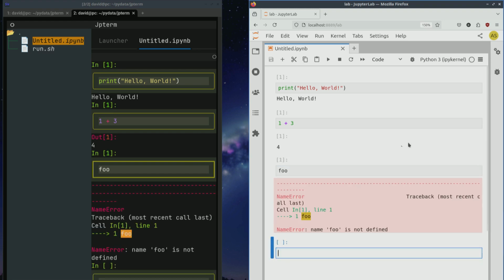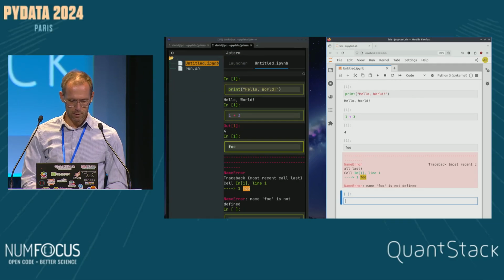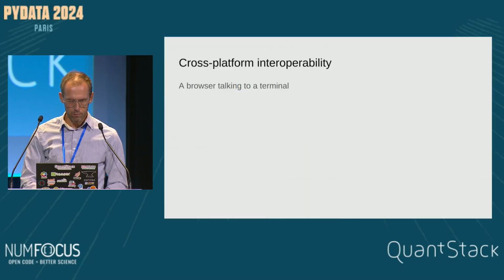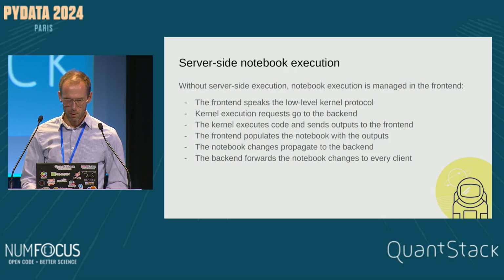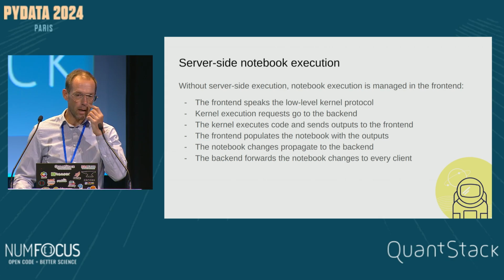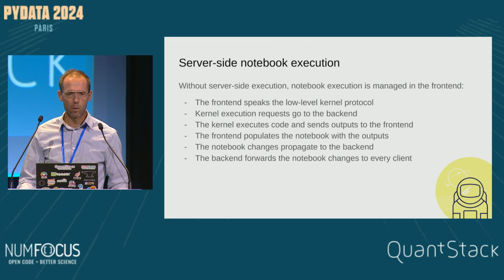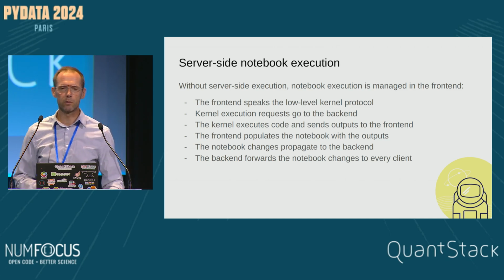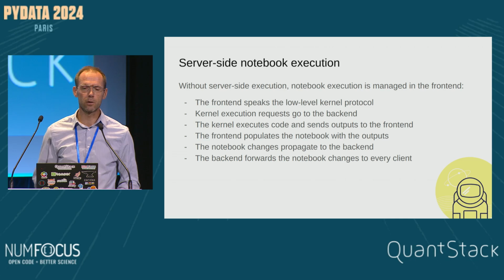So I think that's cool because that really demonstrates that CRDTs are a kind of universal technology that can really connect anything as long as you can send the updates on the wire. So there are also some new features that are enabled by collaboration in Jupyter. One of them is server-side execution. So when we use JupyterLab today, server-side execution is not enabled.